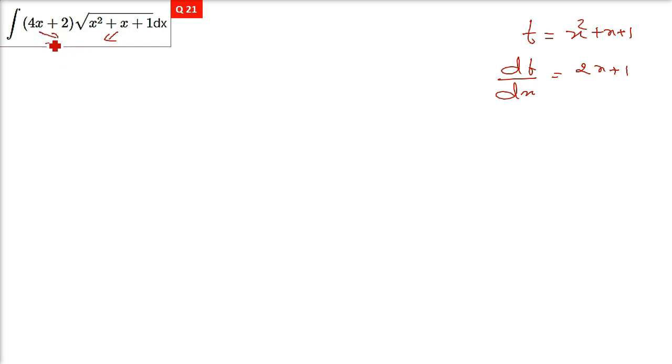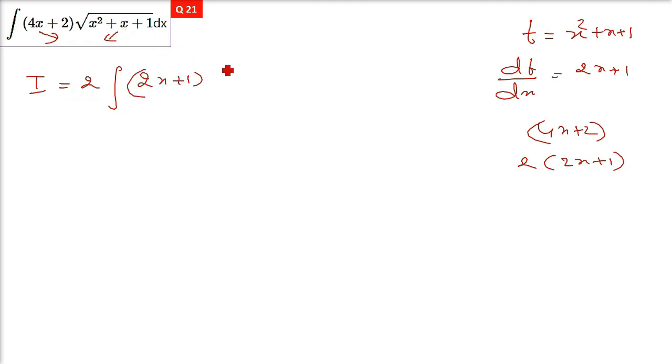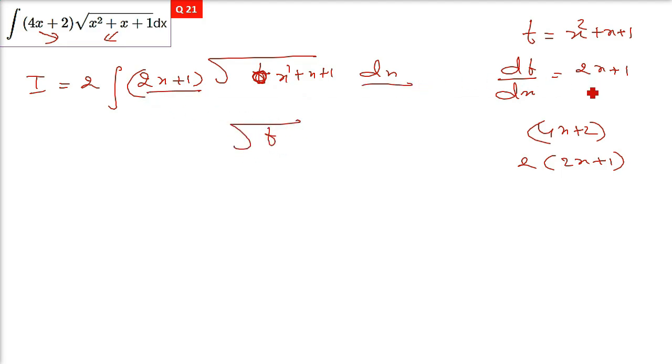What to do now? 4x plus 2, you can take 2 common from here. You get 2x plus 1, and this 2 you can take outside when we start integrating. 2x plus 1 remains inside, under root of t will come. Not now, because otherwise 2x plus 1 has to be combined with dx, and then dt will be written. So let's do it in this second step. 2x plus 1 into dx can directly be written as dt, and under root x square plus x plus 1, because we have taken this as t, 2 is outside, 2 under root t dt.